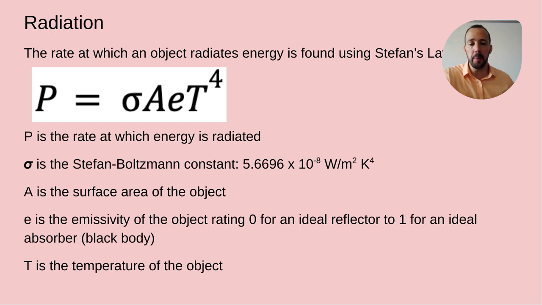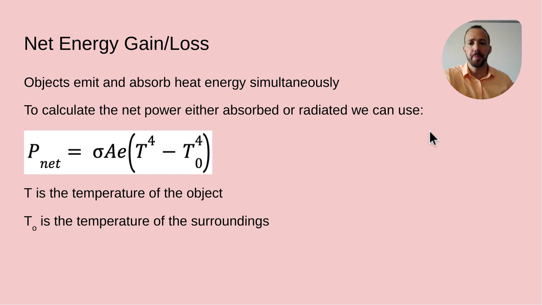T is the temperature of the object. So notice that we have temperature to the fourth power. So the warmer the object is, it's going to radiate a lot more energy than when it's cooler, because again, the power is proportional to the temperature of the object to the fourth power, which is quite large.